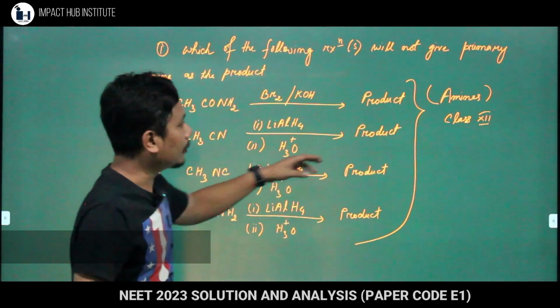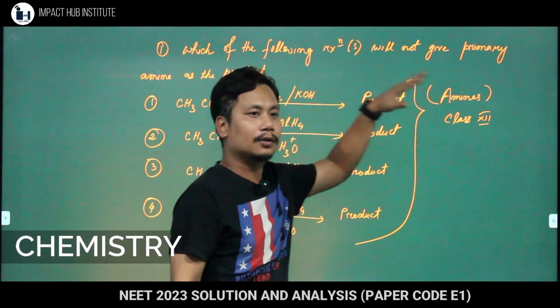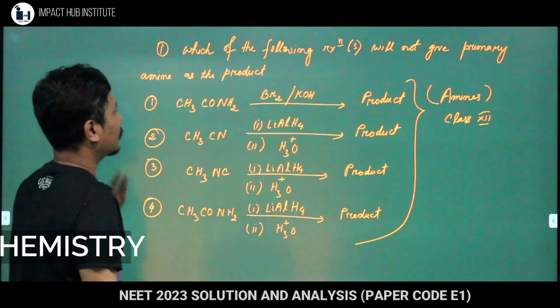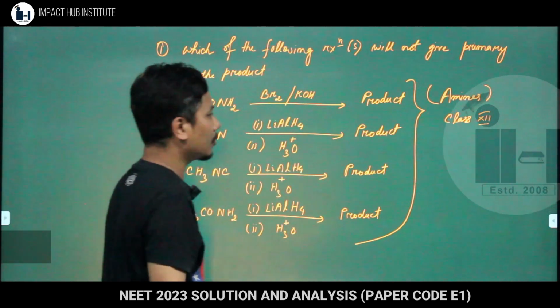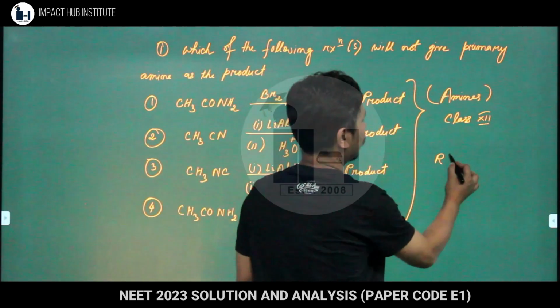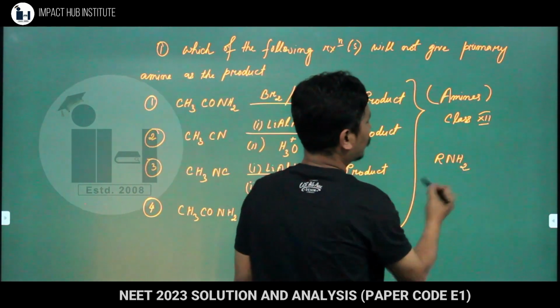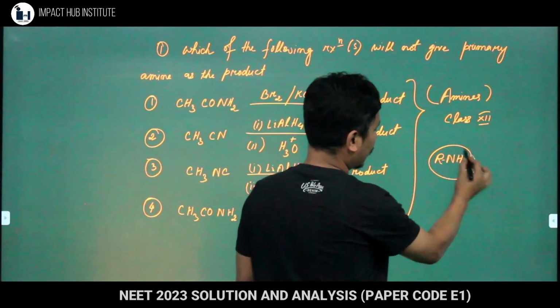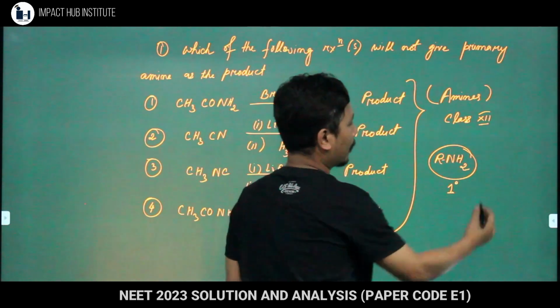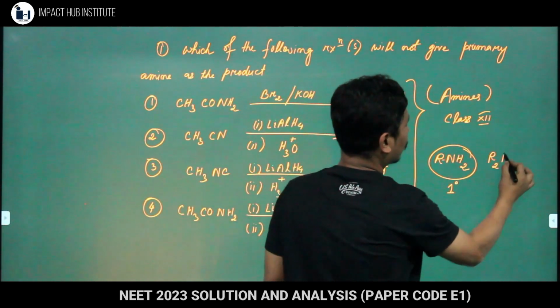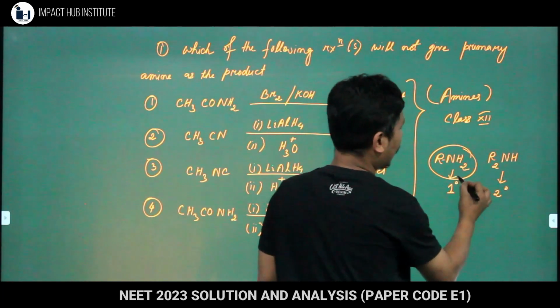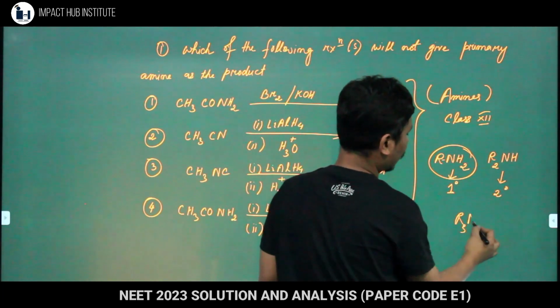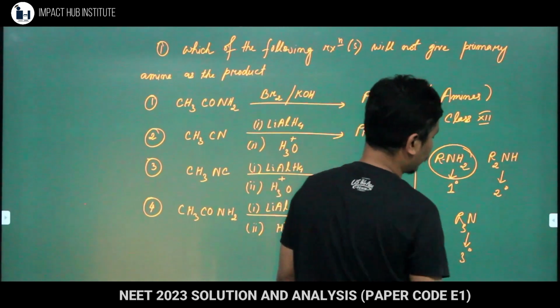In class 12 you will get amines there. In the amines you can refer through this. The question is asking you, it is not giving you a primary amine. Amine is your RNH2. RNH2 is called your primary amine. When I write R2NH, it will be called your secondary amine. And when I write R3N, then it is your tertiary amine.